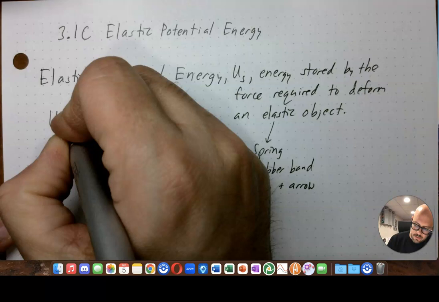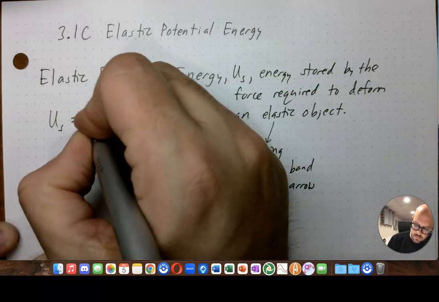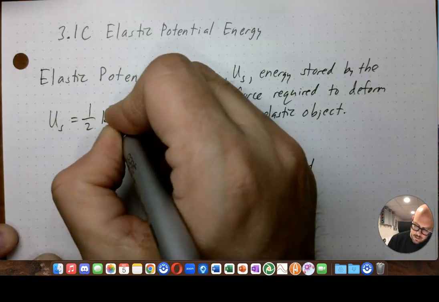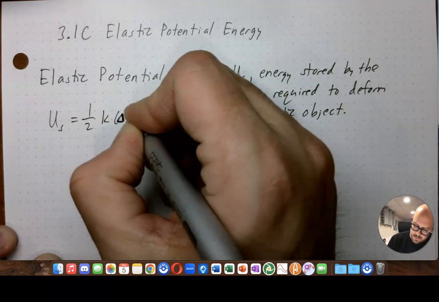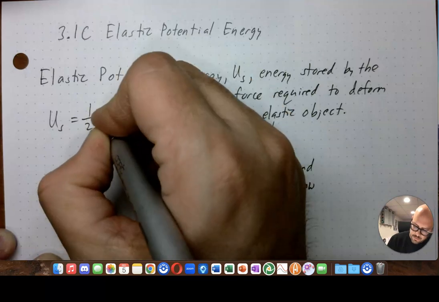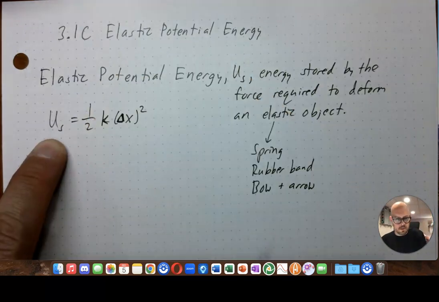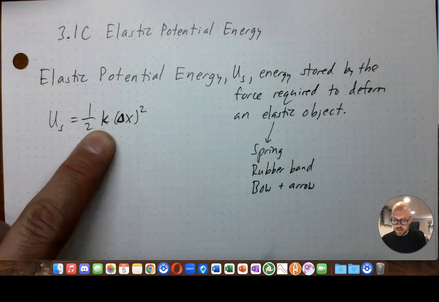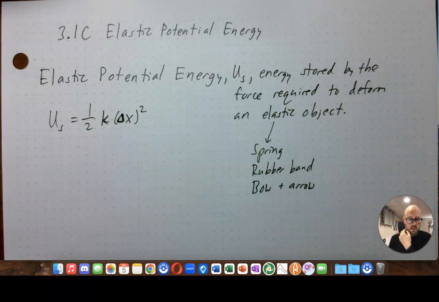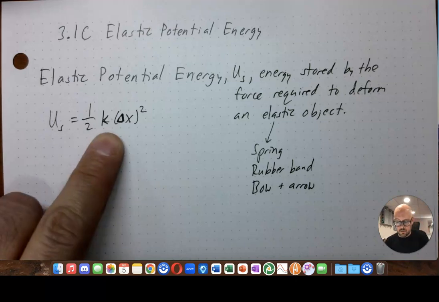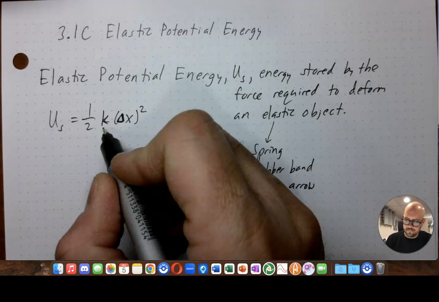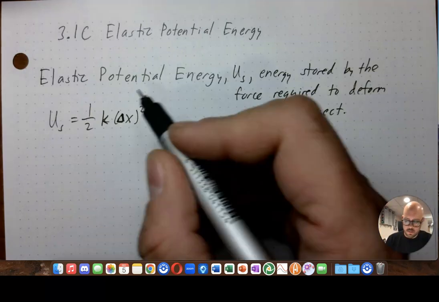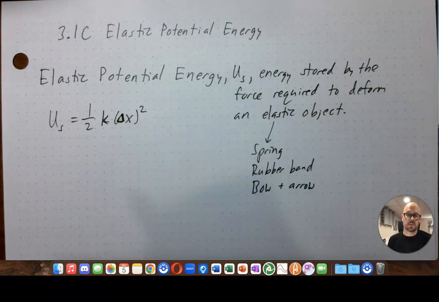Anyway, the elastic potential energy equation is US equals 1/2 K times delta X. Sorry, I'm messing up the delta X squared. So let me read that again. Elastic potential energy, US, equals 1/2 K times delta X squared. These are the same variables from the spring force equation. This is the force constant of the object, of the spring, and this is the displacement of it.